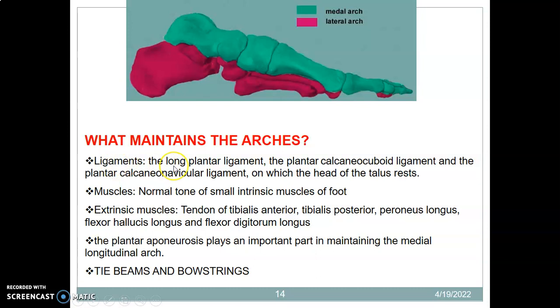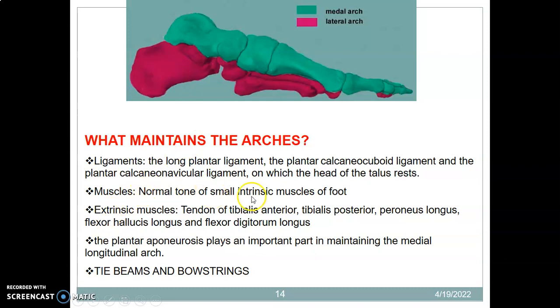Number 1, ligaments. So which ligaments? We have the long plantar ligament, the plantar calcaneo-cuboid ligament, and the plantar calcaneo-navicular ligament. So when they ask you to discuss the factors that maintain the arcs of the foot, don't just list ligaments, muscles. No. You say ligaments and you mention the ligaments that you're discussing. The long plantar ligament, the plantar calcaneo-cuboid between the calcaneus and cuboid, and the plantar calcaneo-navicular between the calcaneus and the navicular.